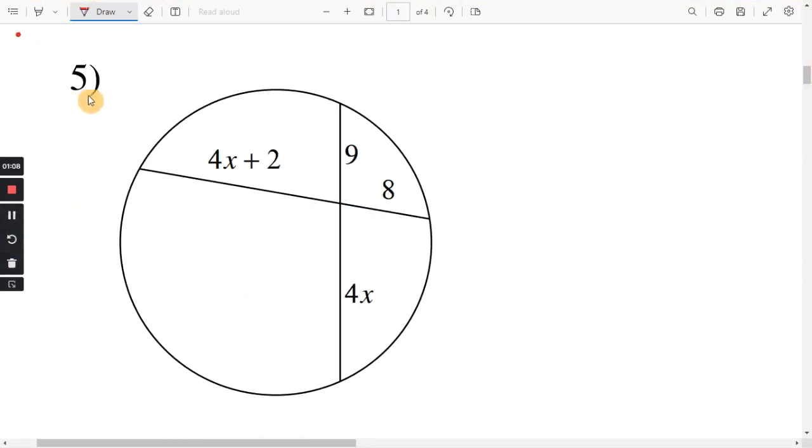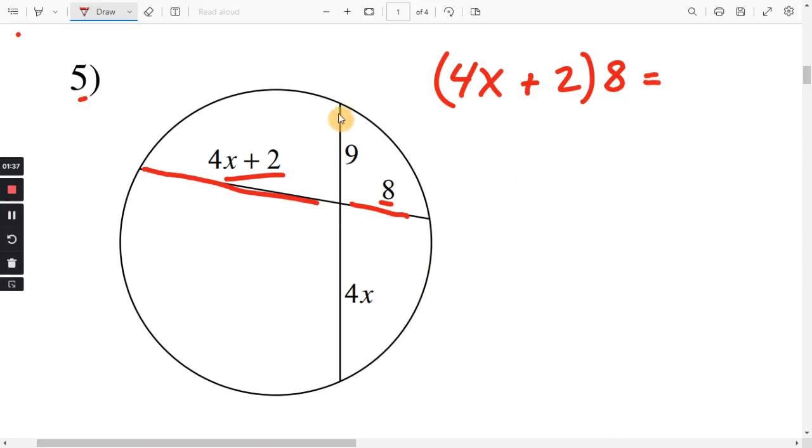All right, let's look at number 5. So we have two chords intersecting inside a circle. We just multiply the product of the two segments for each chord and set them equal to each other. So we have this times this. So it's going to be 4x plus 2 times 8. And use parentheses.